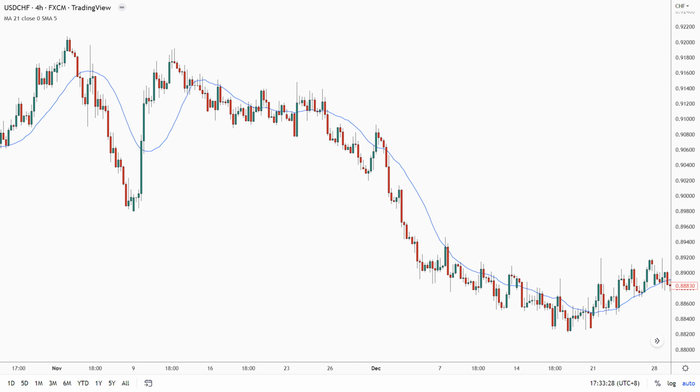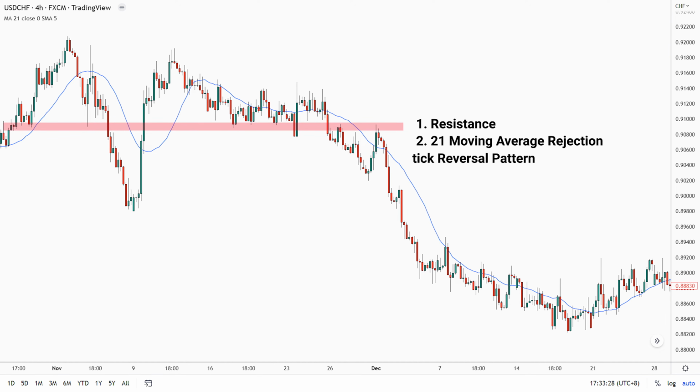Here, on Swiss 4-hour time frame. After price made a push, it pulled back to the 21 moving average. Now, this zone right here is a resistance level. So, resistance plus rejection of moving average, then candlestick reversal for entry confirmation. Here, we have an inside bar for our candlestick reversal pattern.